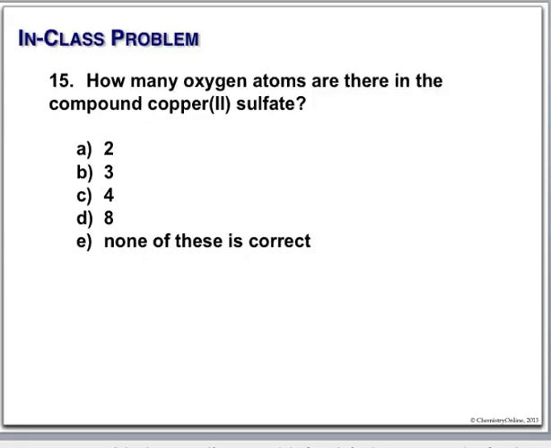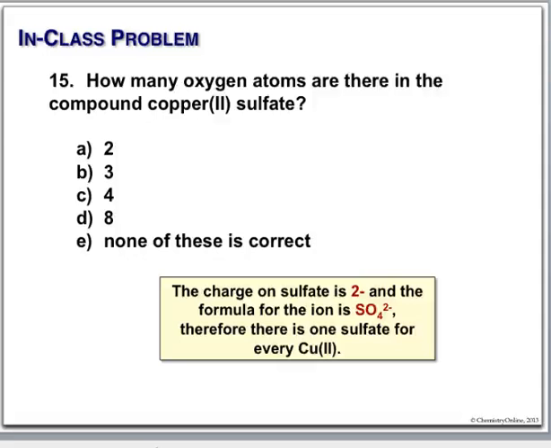Copper 2 sulfate has how many oxygens in one formula unit? Well, the simplest way is just to jot down the structure of copper 2 sulfate on the side. Copper is going to be +2, that's what the 2 means. What's the charge on sulfate? Sulfate is -2. So we're going to have 1 copper and 1 sulfate. The formula for sulfate is SO4. Therefore, if we have 1 sulfate, we have 4 oxygens.